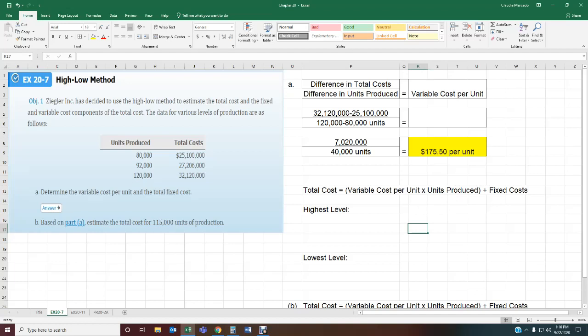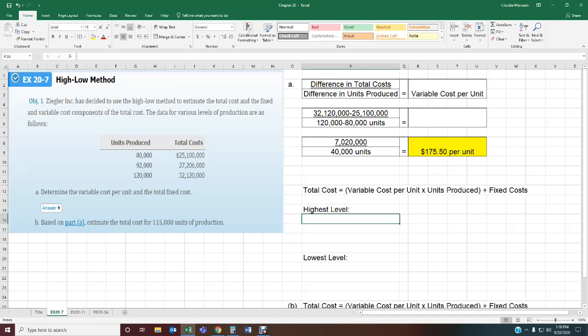They're also asking us to calculate the total fixed cost. Okay. So my total cost is going to be equal to my variable cost per unit, which we just calculated, times the units produced. Okay. For both the high and the low method. And then we're going to add our fixed cost. Now, the fixed cost component, we don't have it. We're going to have to solve for it. Okay. So let's start the calculations for the highest level.